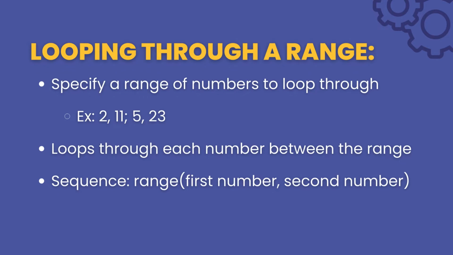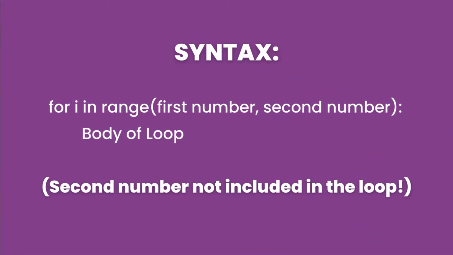When you want to loop through a range of numbers, you follow the same for loop syntax, except that the sequence would be range, first number, comma, second number. So the syntax would look like this. For i in range, open brackets, first number, comma, second number, close brackets, colon, and then put the body of the loop in the next line.